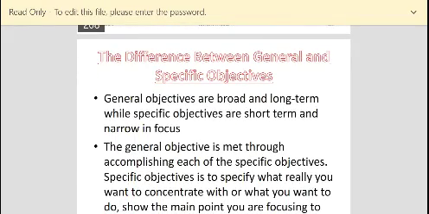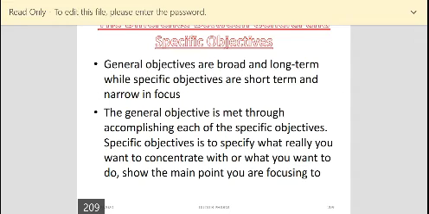Let's go to the difference between general and specific objectives. Even before seeing it here, I think now we all have the picture of the difference between the two. If someone asks you to write down the difference between general and specific objectives, you can write something down. General objectives are broad and long term, while specific objectives are short term and narrow in focus. Are we getting it?